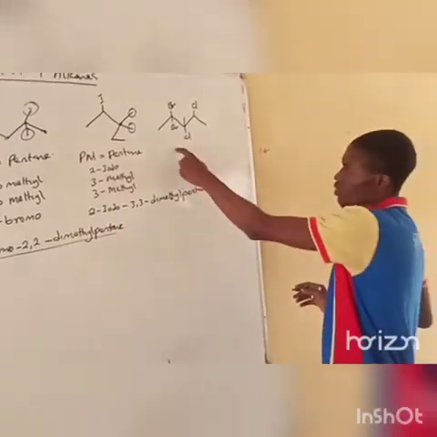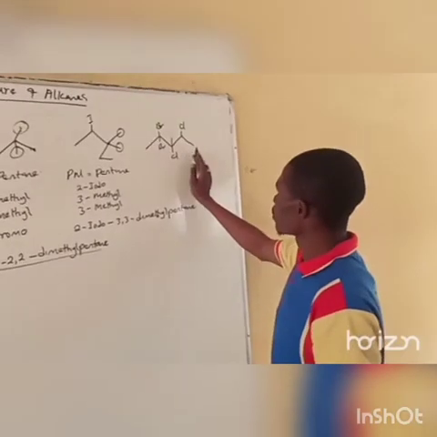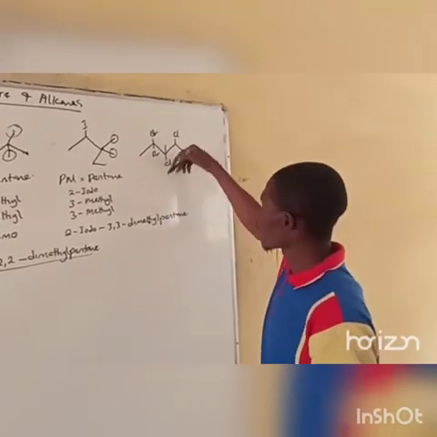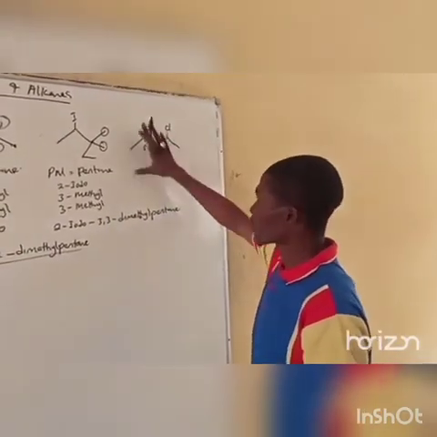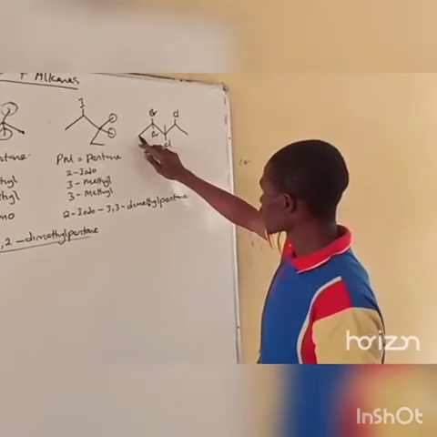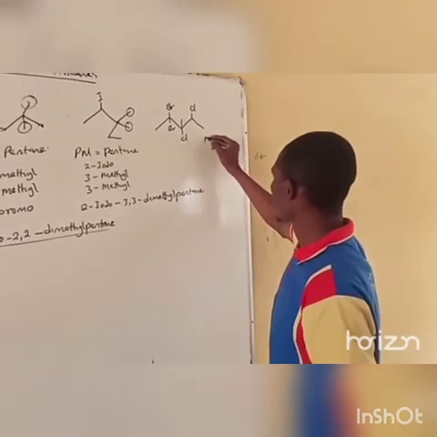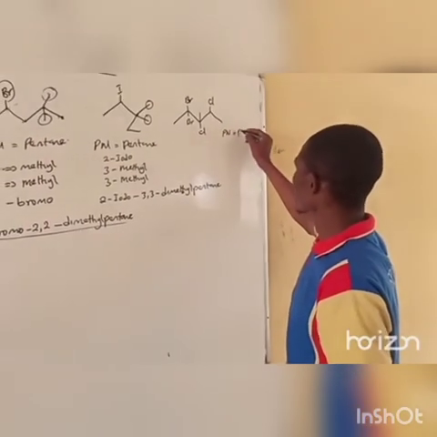Now let's name the last one. 1, 2 we need substituent. 1, 2 we need substituent. But this one has more than this one. So we consider this. We consider counting this way. Remember the longest chain 1, 2, 3, 4, 5. So our parent name still is what? Pentene.